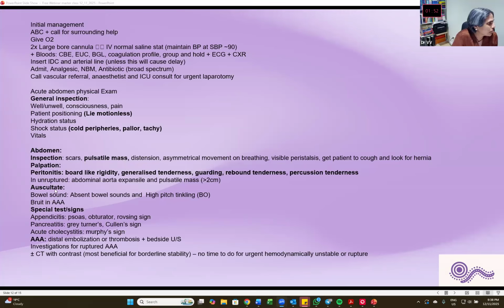And then we want to know if they're auscultate. I'm looking for bowel sound, absent bowel sound, or high pitched bowel sound. Is there a bruit for the AAA? So you were right. Yes, you have to do the bruit. Then the special tests and signs that I would tell the examiner is that I would do for the appendicitis, so as obturator and Rovsing sign. For pancreatitis, I'm going to do Grey-Turner's and Cullen. And acute cholecystitis Murphy's. AAA is going to be if there is any distal embolization or thrombosis, and I'm going to order a bedside ultrasound. I will order a CT contrast if there is a need to. I will ask the boss if I need to do a CT contrast.